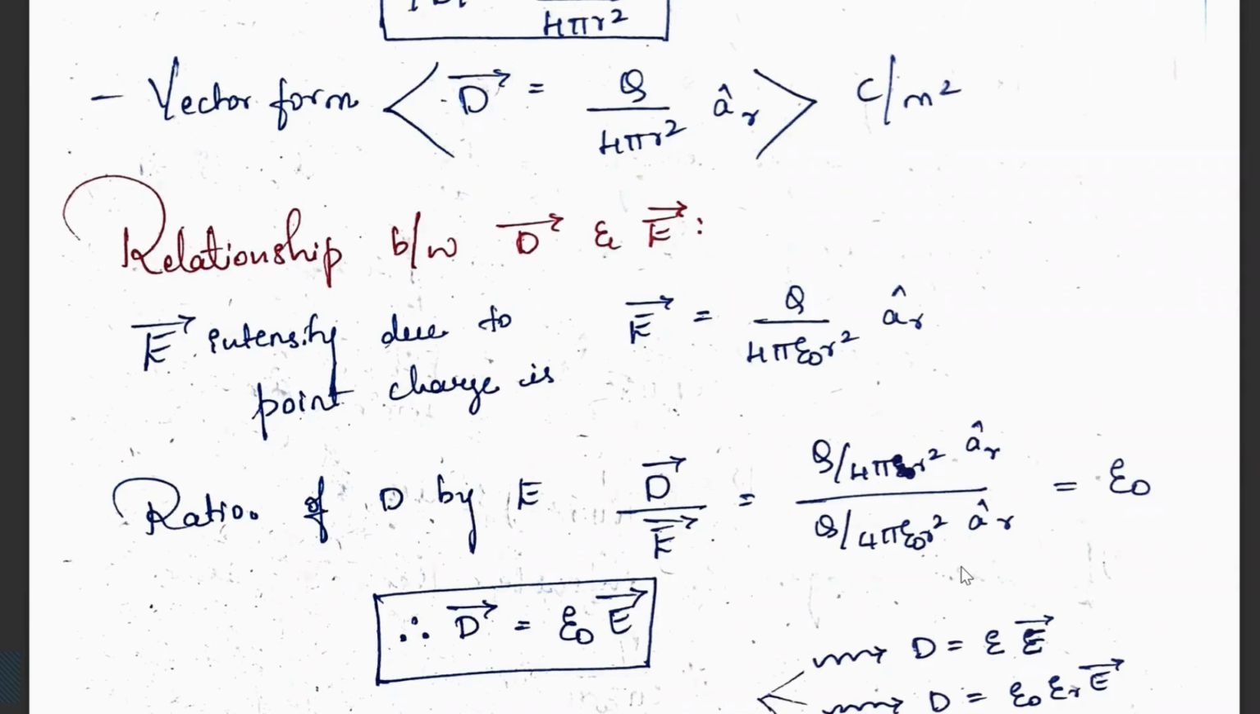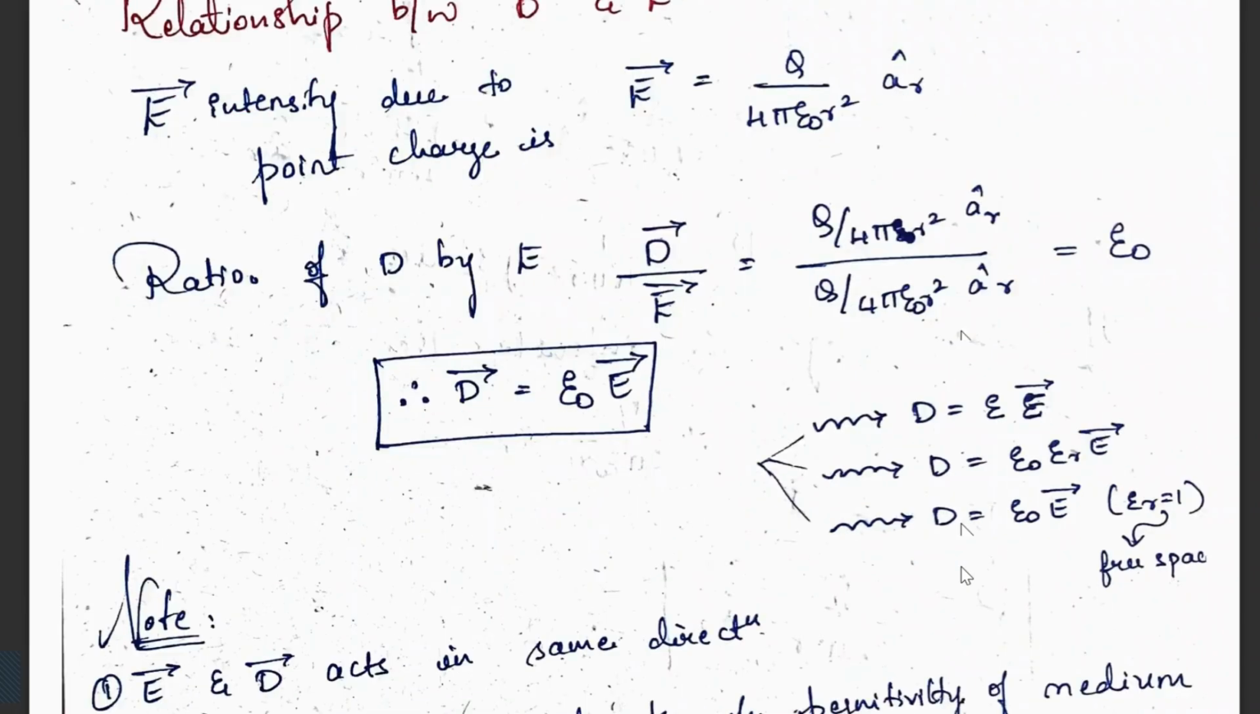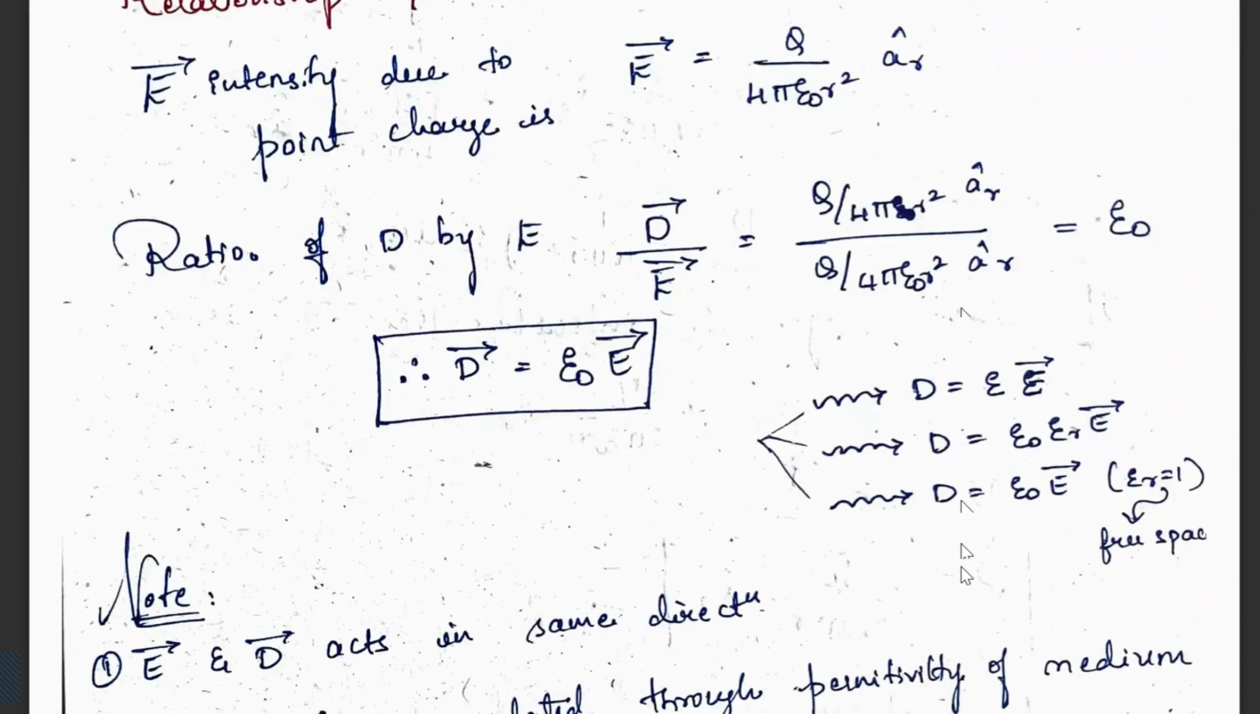Take the ratio of capital D by E. Write down both the formulas. Everything gets cancelled out, except that D does not have epsilon naught, so 1 by epsilon naught remains. On reciprocating, we get epsilon naught. So the D vector is equal to epsilon naught times the E vector. For free space, with the relative permittivity put as 1, it is epsilon naught into the E vector.